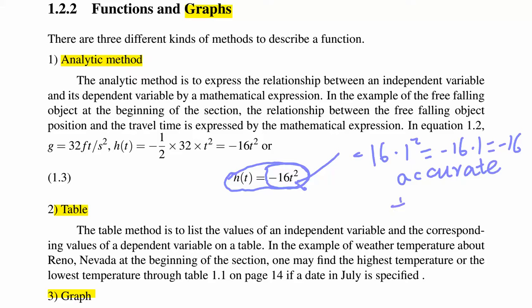But the trend is not that clear, because if we want to know how fast the object is moving when we drop it, you see the object is getting faster and faster. But from the analytic expression, it's hard to see. So it's better to have a graph for that.